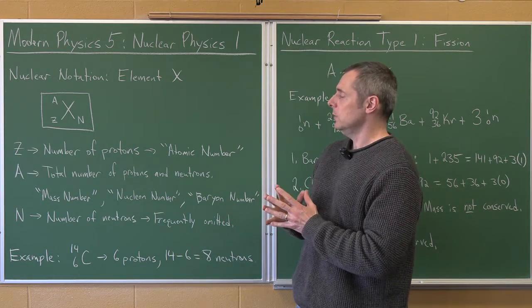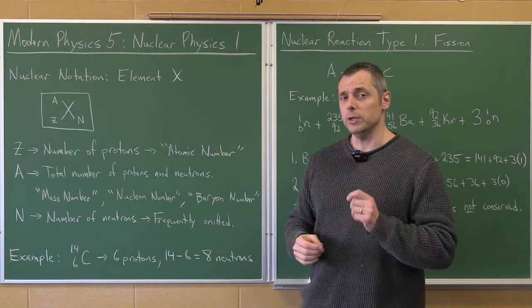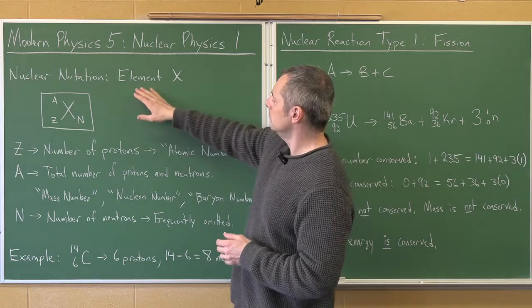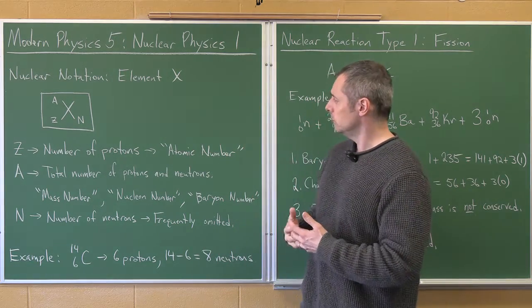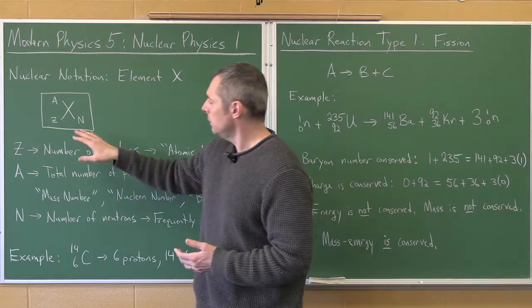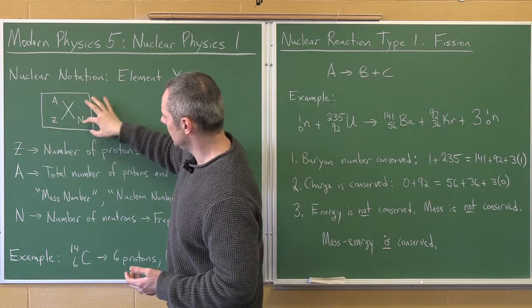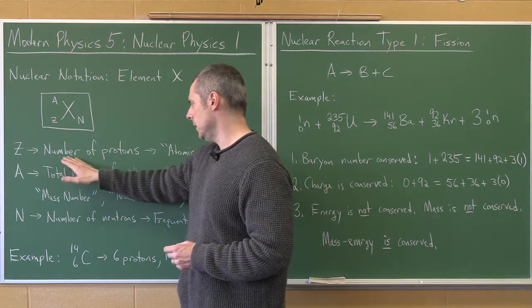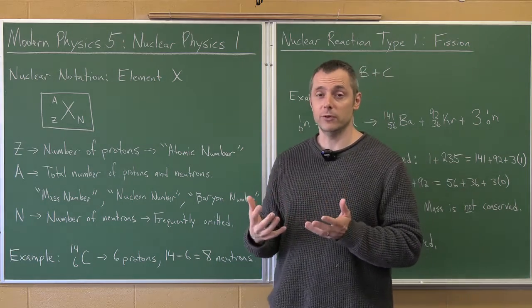So first thing we want to get down is the notation that we use for representing elements. So nuclear notation, let's suppose we have element X. There's no such element, but let's suppose there is one. Then what we do is we put the symbol like this and we put 3 numbers around it, A, Z, and N. Z right here is the most important. It's the number of protons in that atom, which makes it whatever it is.